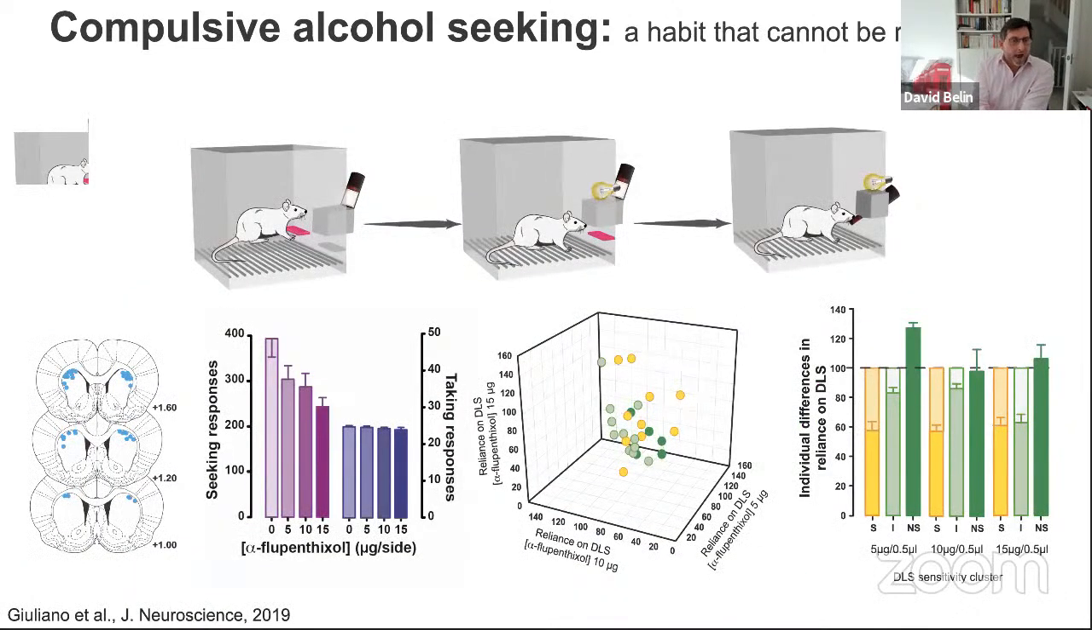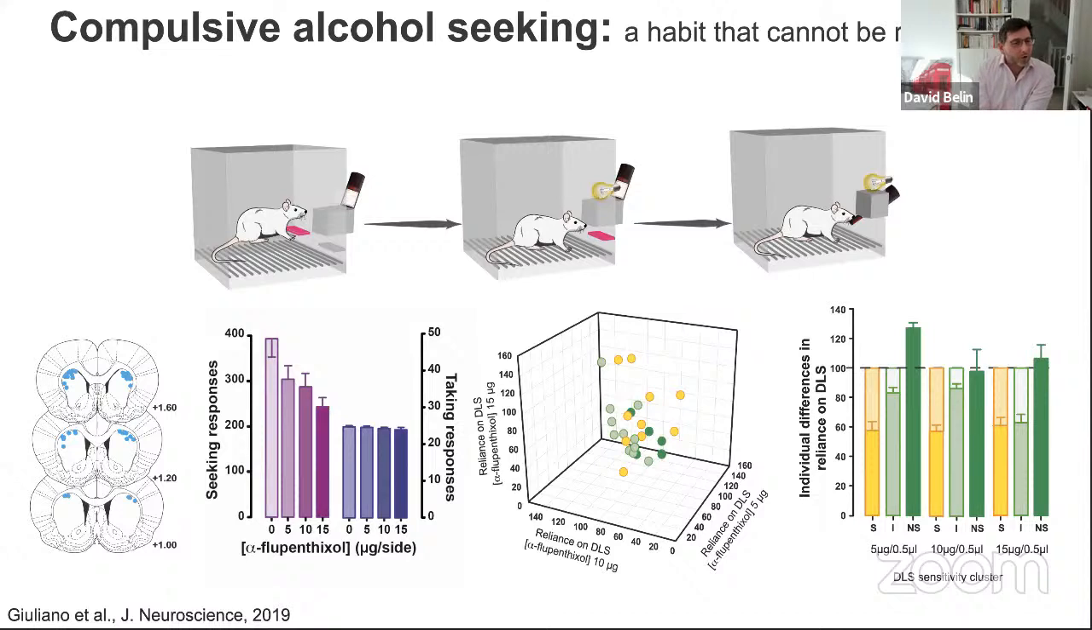And the way she showed that was to test animals in the seeking, taking, drinking task, while infusing prior to the session a dopamine receptor antagonist into the dorsolateral striatum. And she measured the decrease in seeking responses following blockade of dopamine receptors in the dorsolateral striatum. And as you can see here, in animals with a well-established alcohol-seeking behavior, there is a profound decrease in lever presses on the seeking lever that is dependent on the dose of the dopamine receptor antagonist infused into the dorsolateral striatum. But the taking responses are not influenced.